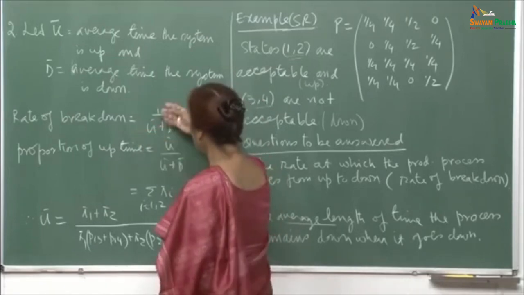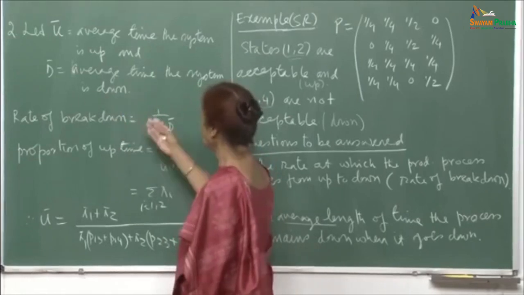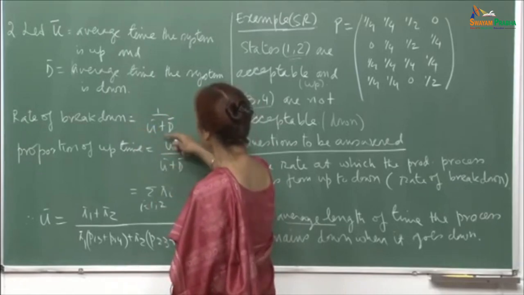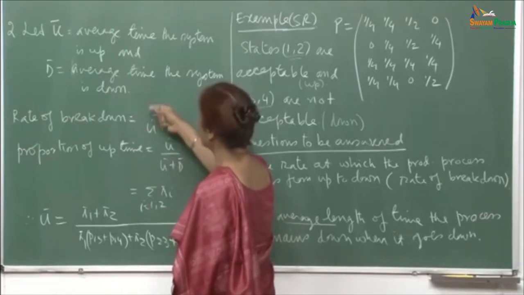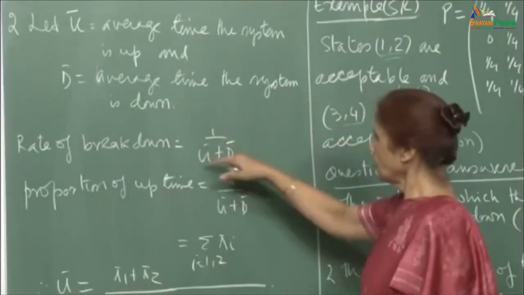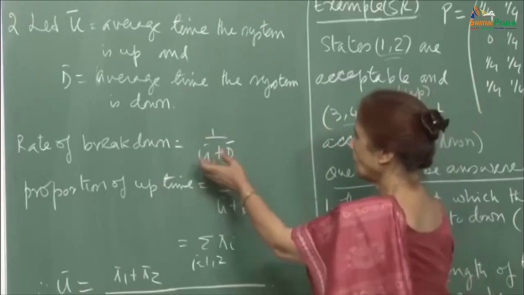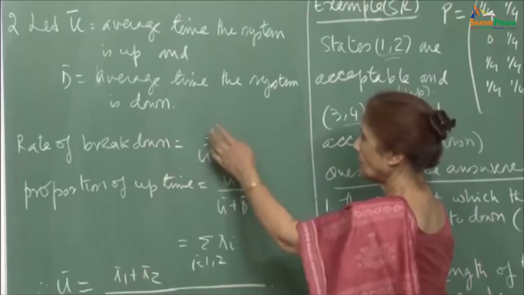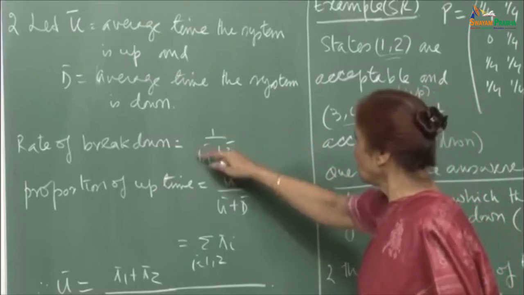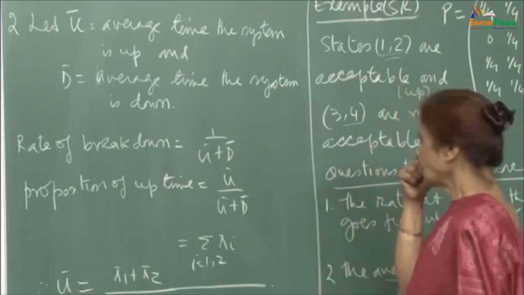Then your rate of breakdown is, now we are redefining it. So, then we will make the equations and then try to find out u bar and d bar. This is the idea. So, rate of breakdown is 1 upon u bar plus d bar. Because this is the average time it is up and the average time it is down. So, one breakdown for this much period, one breakdown for this much period, and therefore, the rate is 1 upon u bar plus d bar, right.